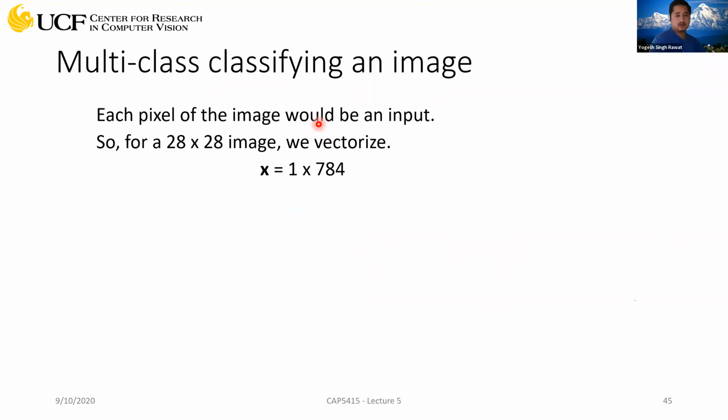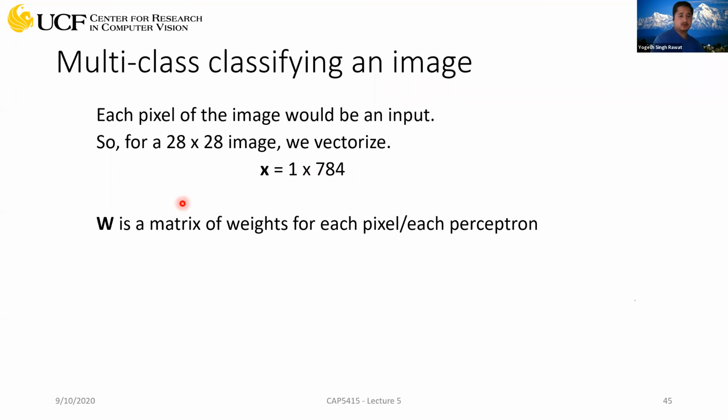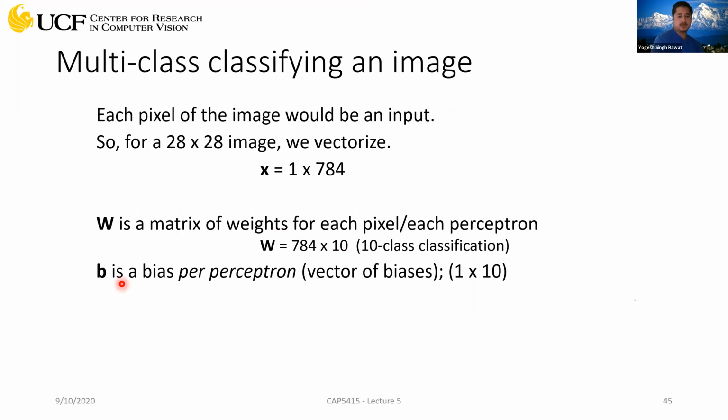Now let's try to do a multi-class classification of an image. Again, we have the same image, which is 28 cross 28. So that's your matrix. Now you need a weight matrix for each perceptron. In this case, you have 10 different predictions. So for each prediction, you will need 784 weights. So for 10 predictions, you are going to have 784 cross 10 different weights. And if you have an additional bias term, you can add that as well.